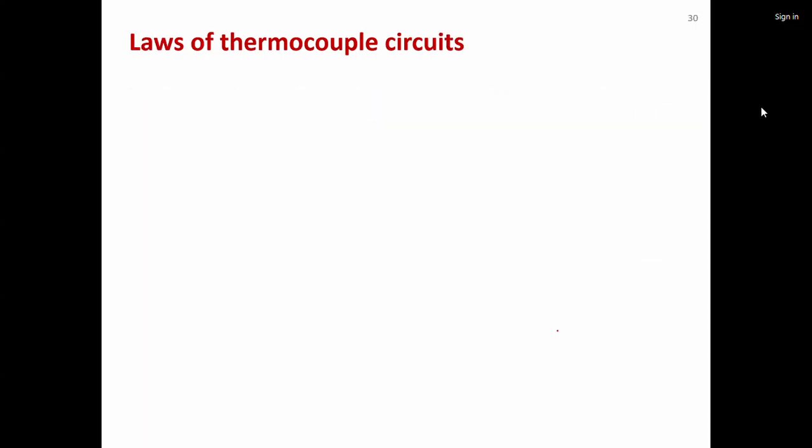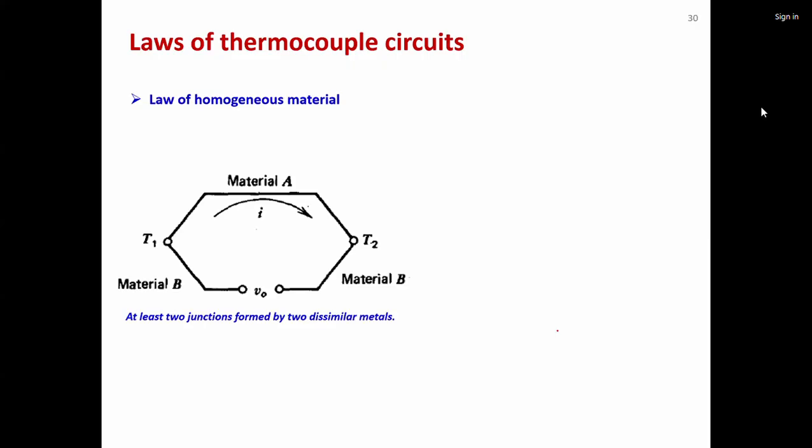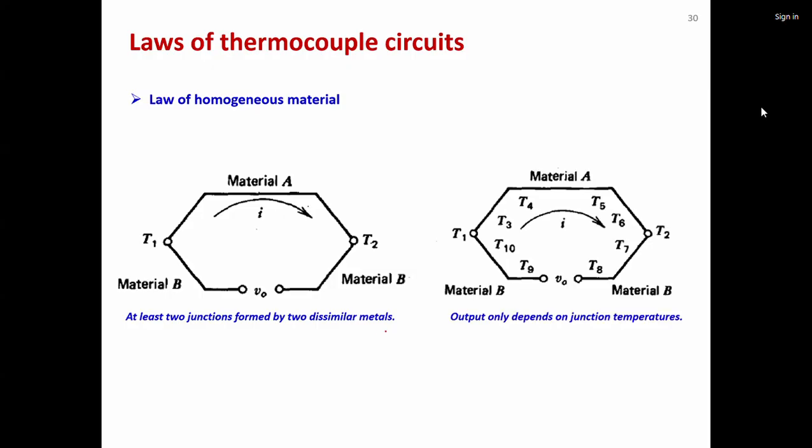So I will talk about laws of thermocouple circuits, then we'll stop. So laws of thermocouple circuits, the first law is the law of homogeneous material, right? So it says that you need at least two junctions formed by two dissimilar thermoelectric materials for the thermocouple to work. And so you must have material A, you should have material B, which are thermoelectric materials, and you must have a hot junction, you must have a cold reference junction or cold junction. Right?